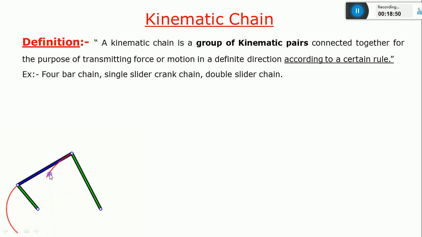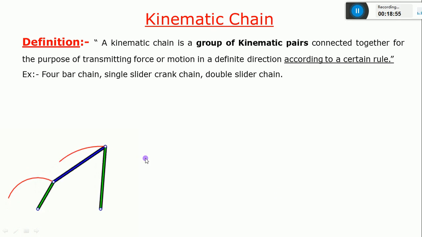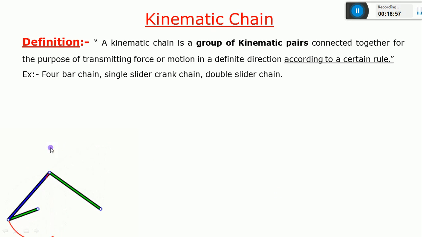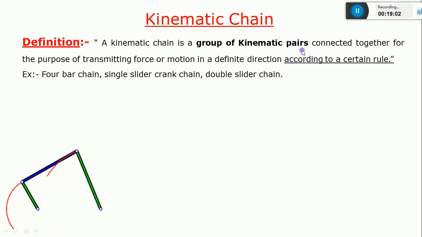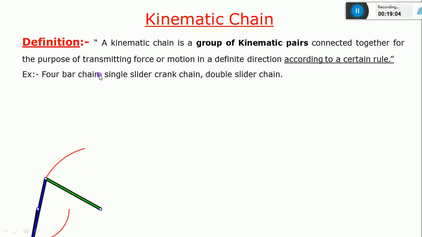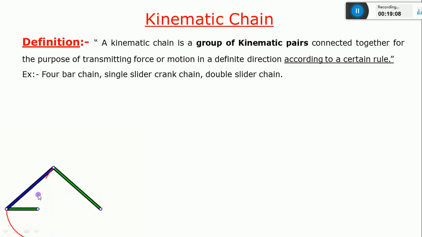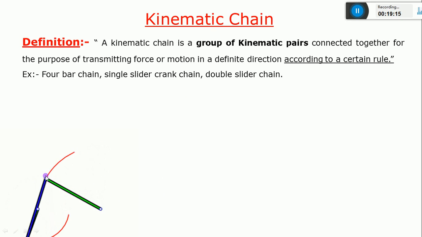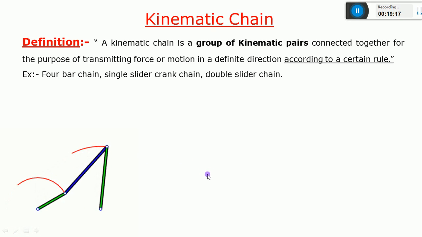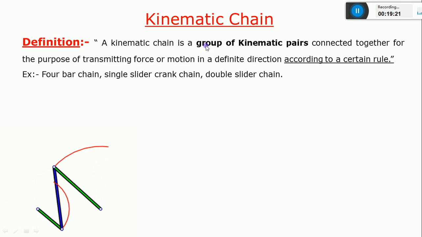The input motion is circular and the output motion you are seeing is oscillatory. Just see the path, that red color line. So how can you define a kinematic chain? It is a group of kinematic pairs connected together for the purpose of transmitting the force or the motion. And one more condition is they should follow a certain path. You just consider any point on any link, always they should move in a certain path. There should not be any deviation.